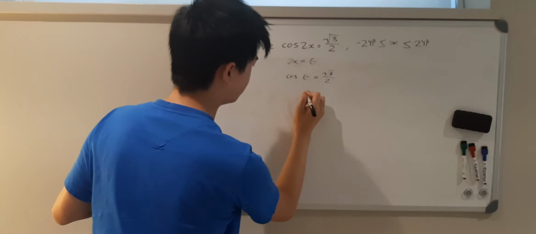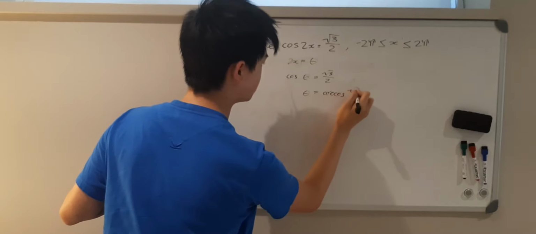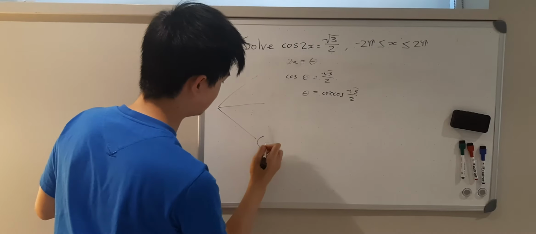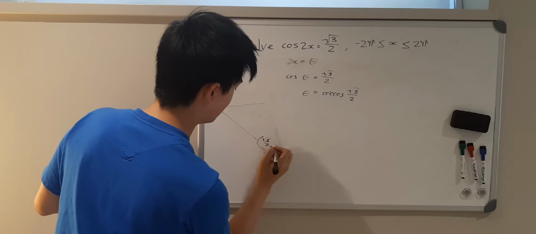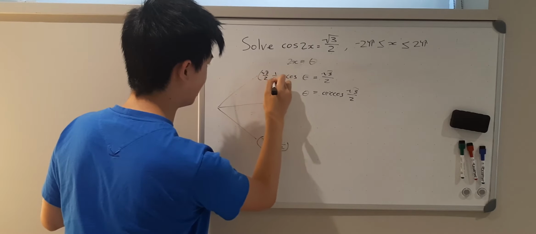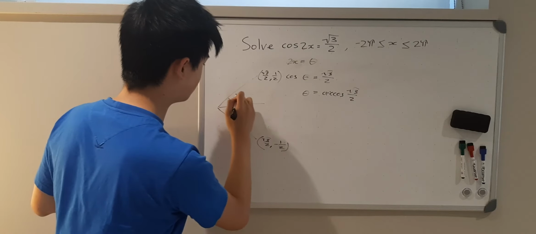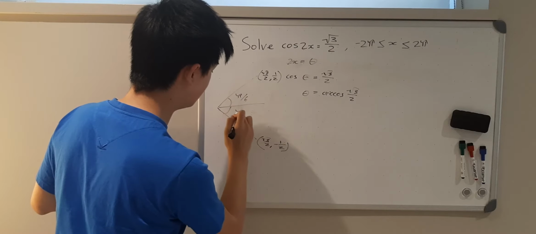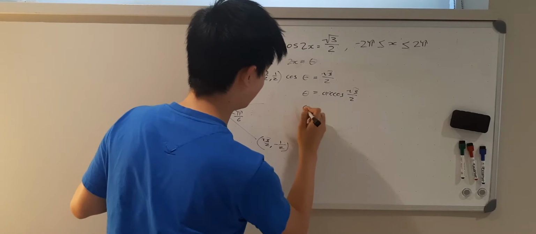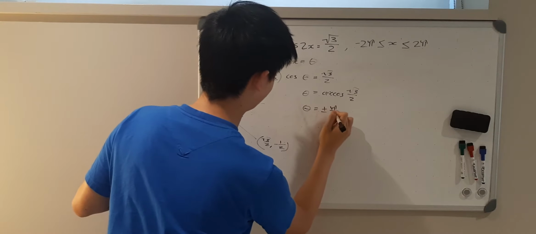Okay, so now since we know the unit circle, we know that theta equals arc cos root 3 over 2, and we know that looks like this, or like this, where this is root 3 over 2 and minus a half, and this is root 3 over 2 and positive a half. So these are the quadrants where cosine is positive. So this angle is pi over 6, this angle is negative pi over 6.